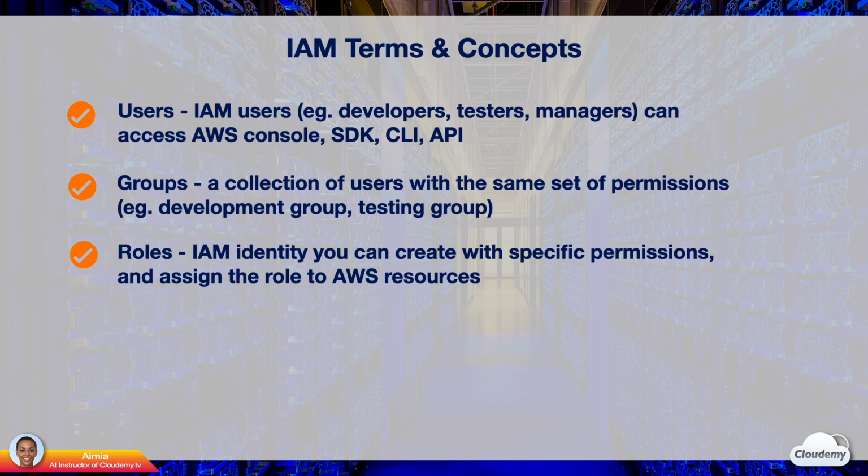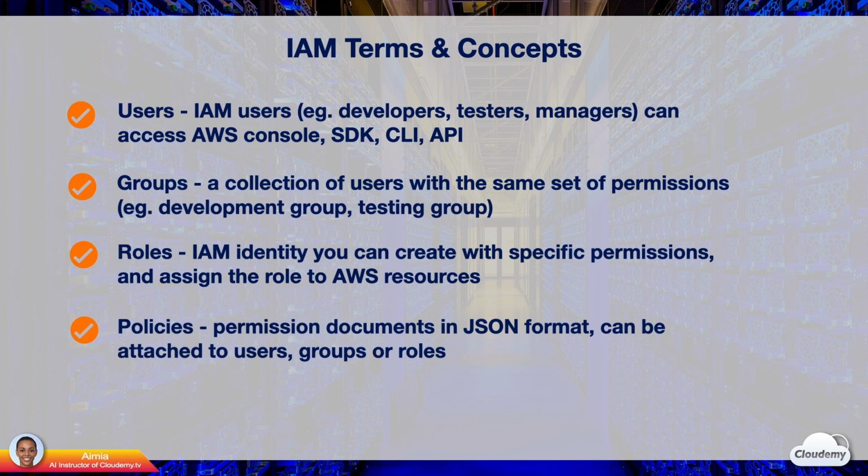Roles are IAM identities you can create with specific permissions and assign to AWS resources. So other AWS services or users can assume the role to access those resources. Roles are similar to users, except they don't come with long-term credentials. Instead, they give you temporary credentials for your role session.